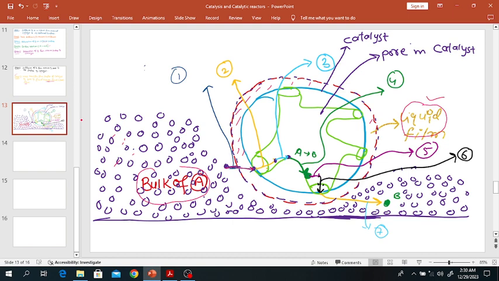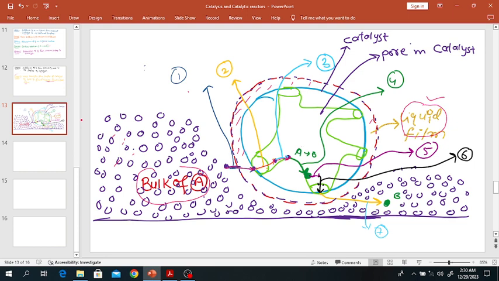This is step number 1. In step number 2, pore diffusion: component A will pass through the pore of the catalyst. In step number 3, the adsorption of A will take place on this site. This is the active site, so A will adsorb. Here adsorption of A will take place. This green one is the A molecule. So the diffusion is step number 2 and the adsorption is step number 3.